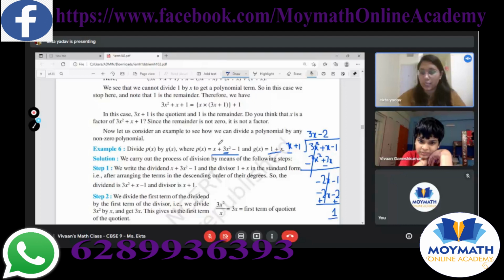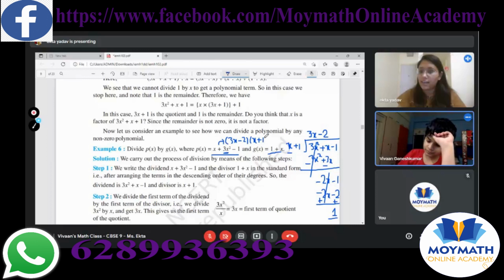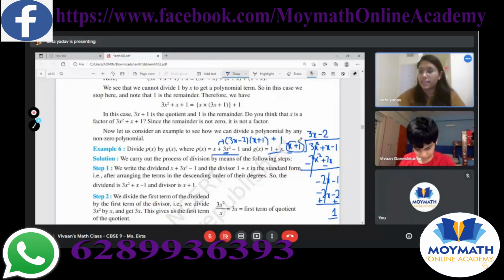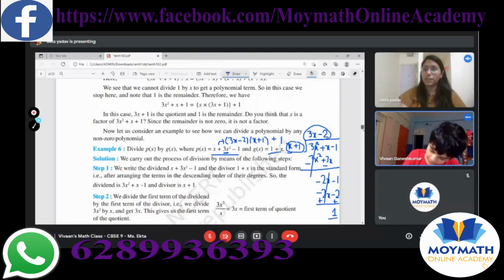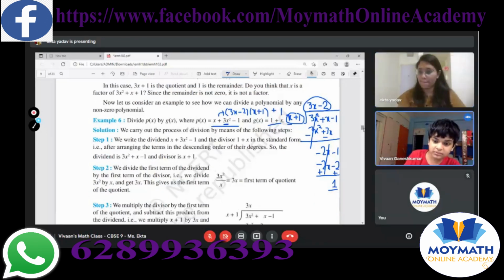Can I write this is equal to x plus 1 times 3x minus 2, and remainder is 1? So 3x minus 2 multiplied by x plus 1, plus 1. Clear? Yes, this is my divisor, this is my quotient, and this is my remainder, and this complete equation is equal to the polynomial which we got. Did you understand how to divide? Great.